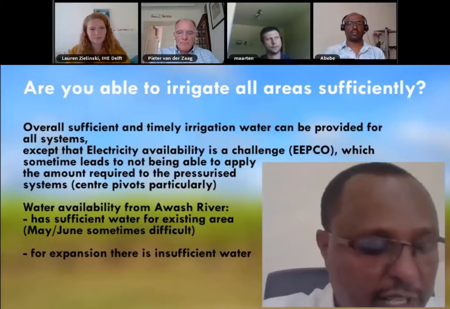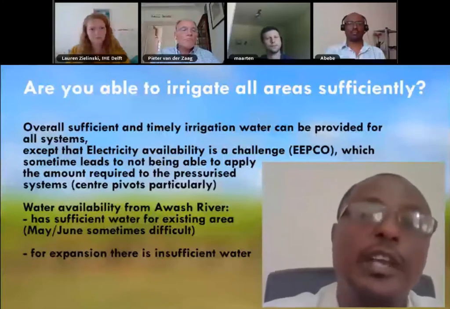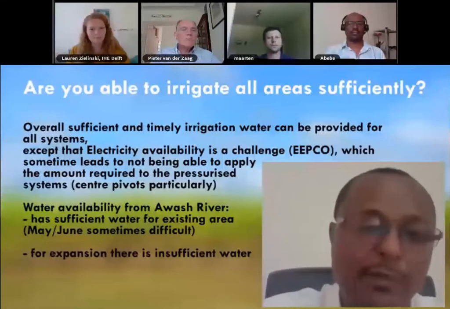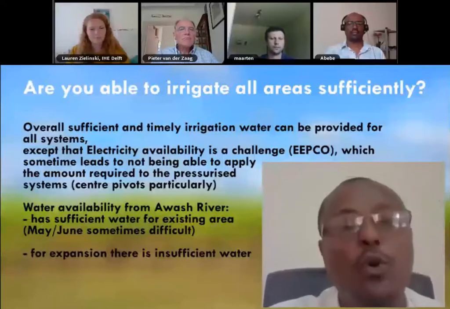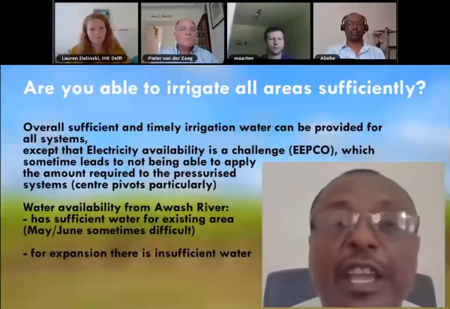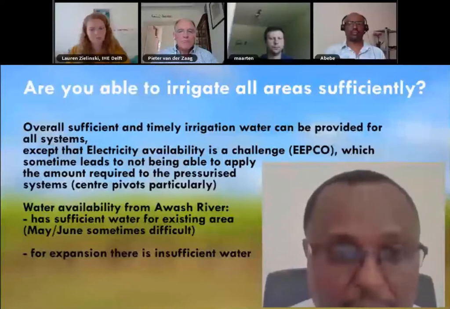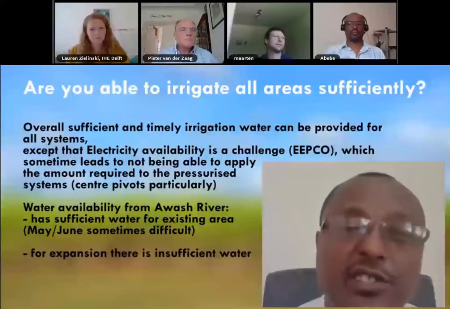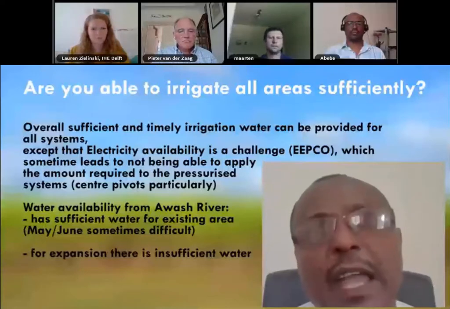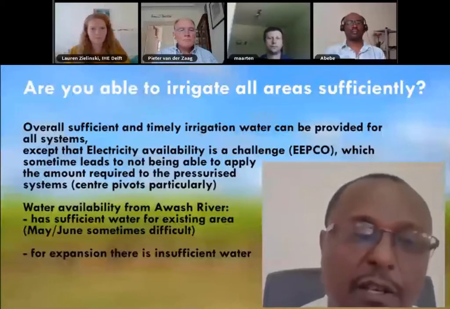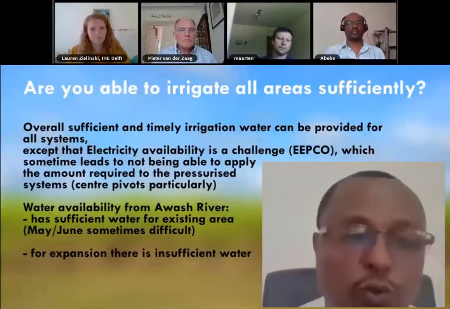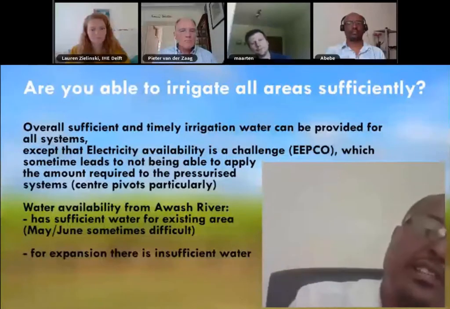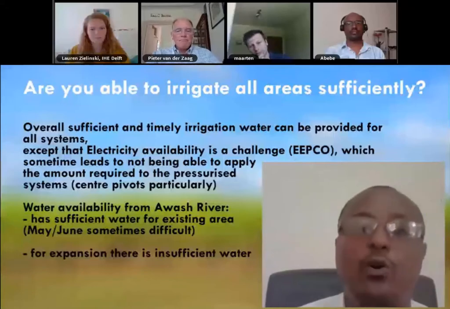Regarding the water application, there is no difference in any irrigation system. Let's come to these state-owned systems. We can apply the water timely and in the required amount, and also in pressurized irrigation systems. The only problem is the availability of electricity. In pressurized irrigation systems, mostly electricity is not available from the EBCO side. Due to that problem, we do not apply the amount of water at the required time. But in the state-owned one, we can apply the amount of water as required.